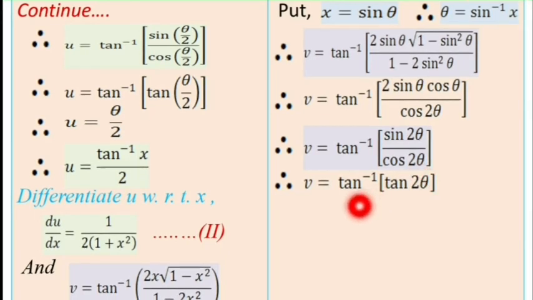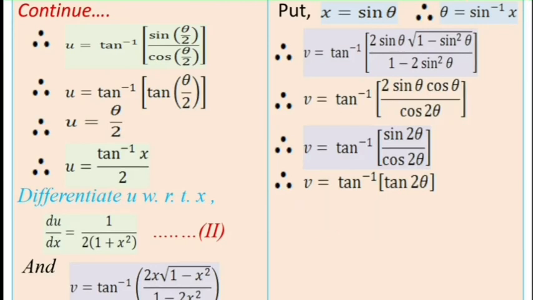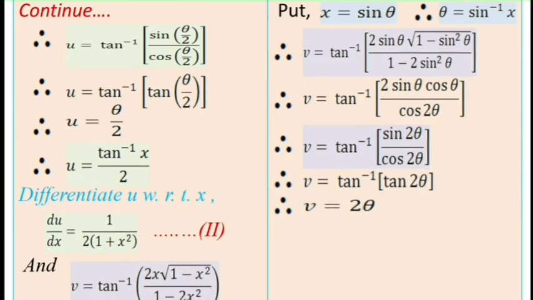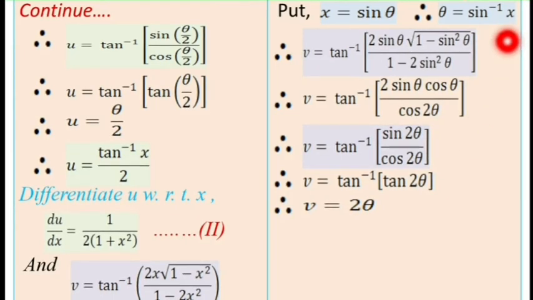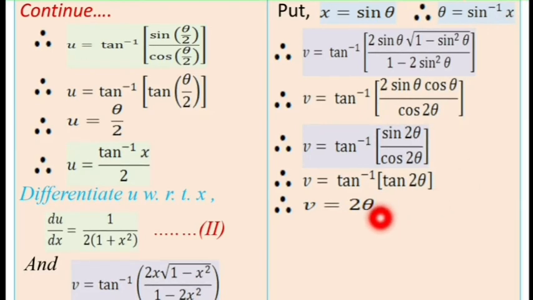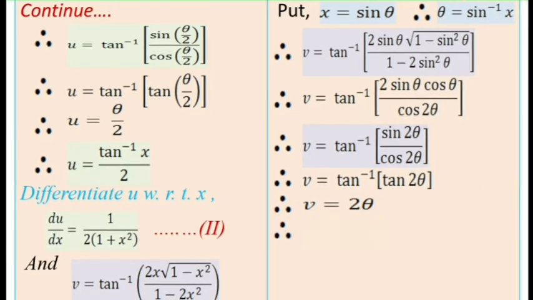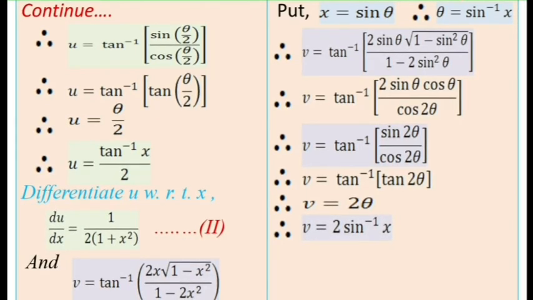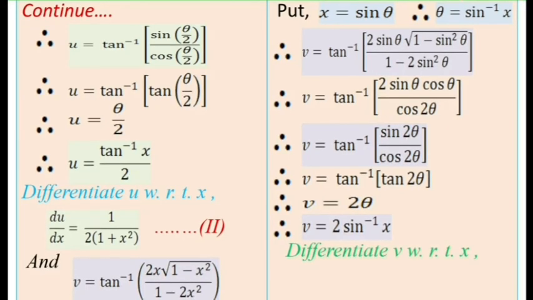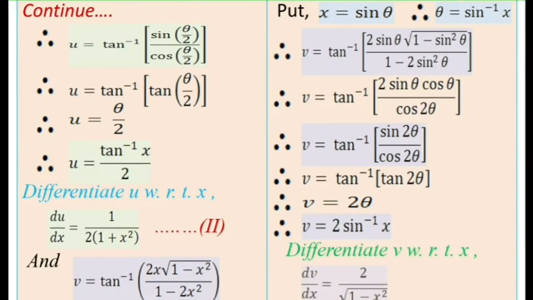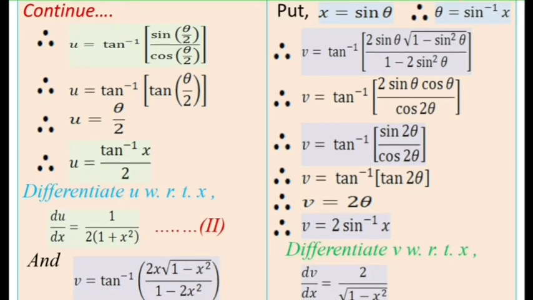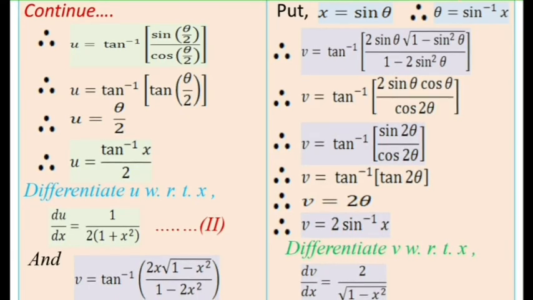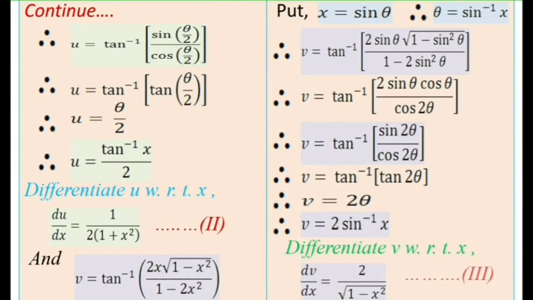Now we cancel tan⁻¹ and tan, and therefore we get v = 2θ. Now resubstitute the value of θ, that is, we already have θ = sin⁻¹(x). Then the equation becomes v = 2 sin⁻¹(x). Now we differentiate v with respect to x. Therefore dv/dx = 2/√(1 − x²), the derivative of sin⁻¹(x) by the formula, and that is our equation number 3.